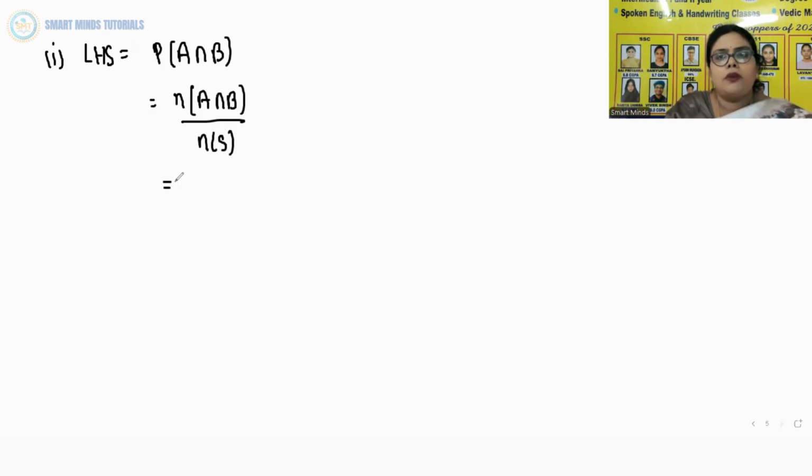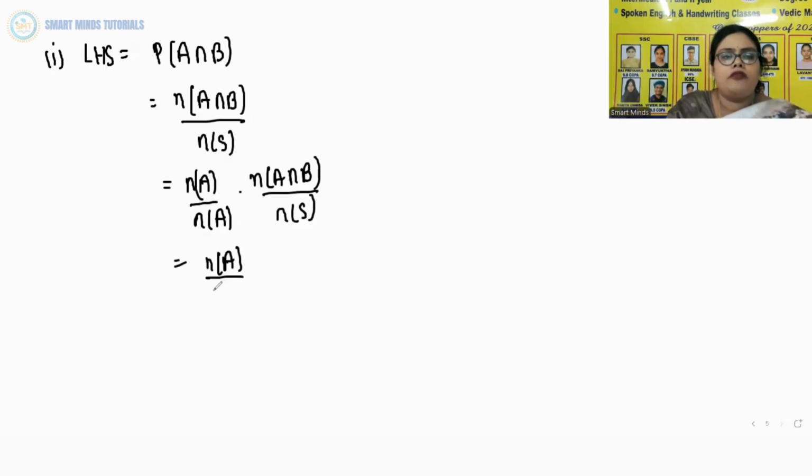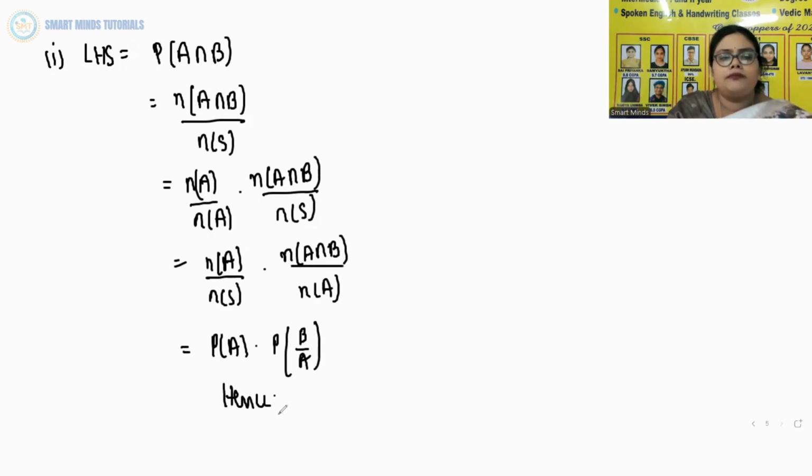Now what I am doing is multiplying and dividing by N of A. So here we are multiplying and dividing by N of A into N of A intersection B by N of S. Now we are rearranging the terms. We are writing N of A by N of S into N of A intersection B by N of A. N of A by N of S is the formula for P of A, and N of A intersection B by N of A is the formula for P of B by A. Hence proved. This is the first bit.